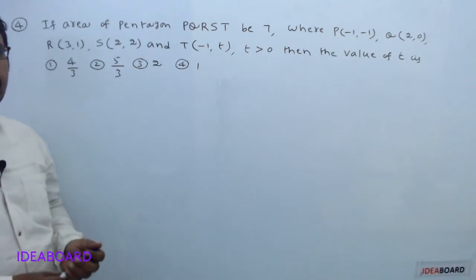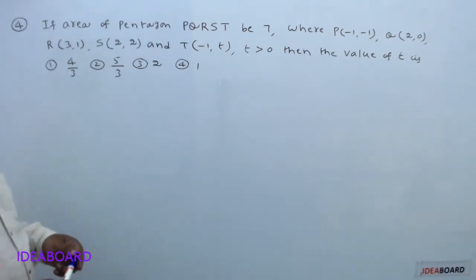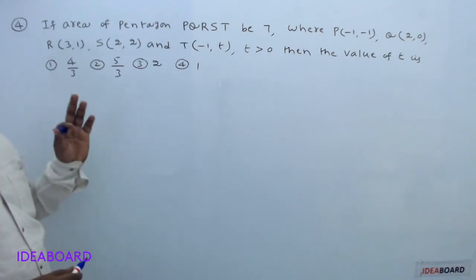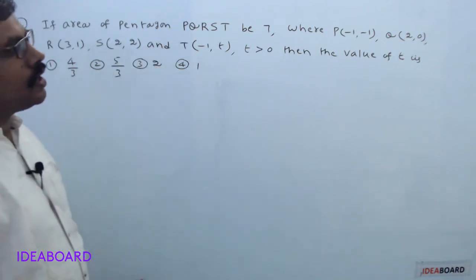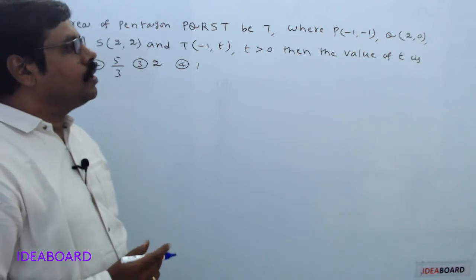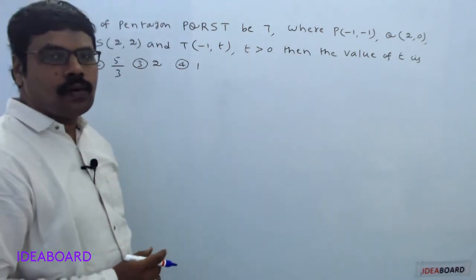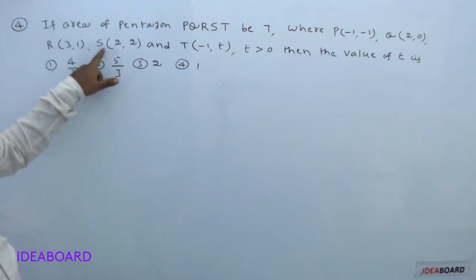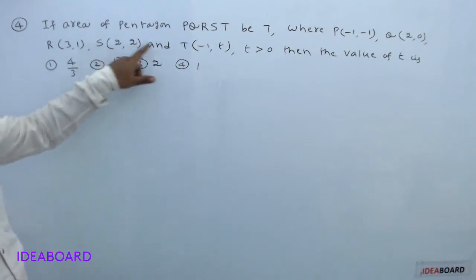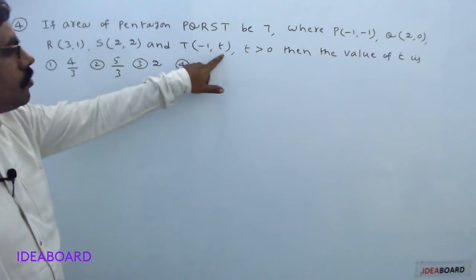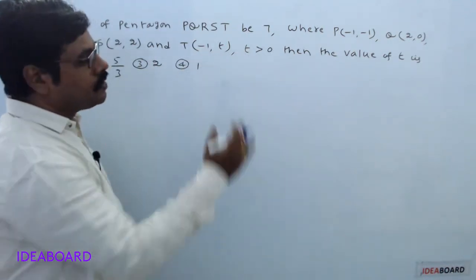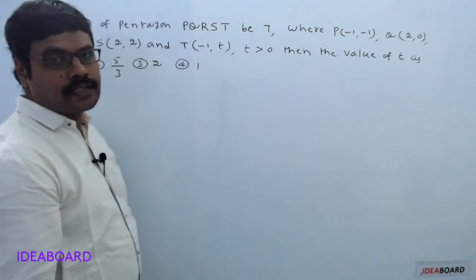Now see the next problem. Area of pentagon PQRST is 7. P point coordinates are minus 1, minus 1. Q point coordinates are 2, 0. R point coordinates are 3, 1. S point coordinates 2, 2. Capital T is minus 1, small t, where t is positive. Then the value of t is.